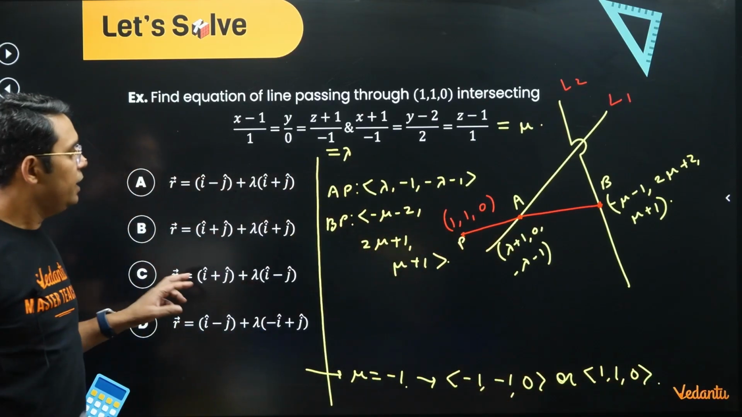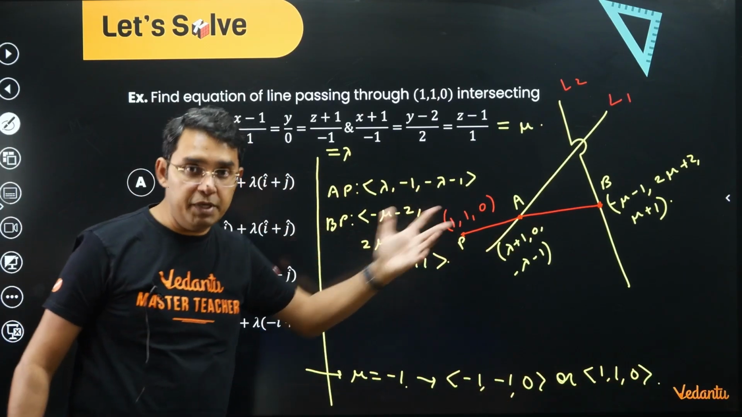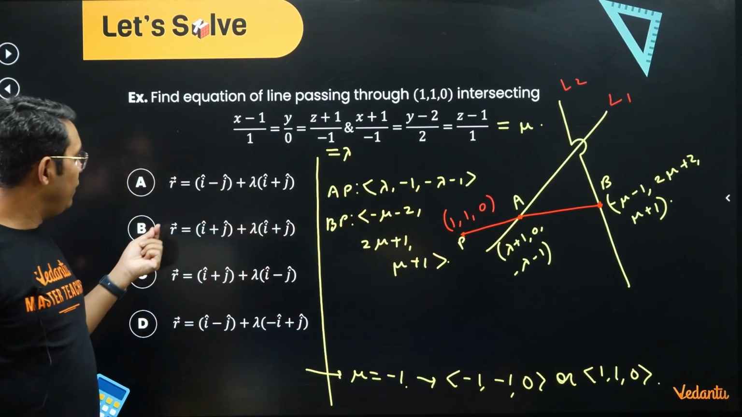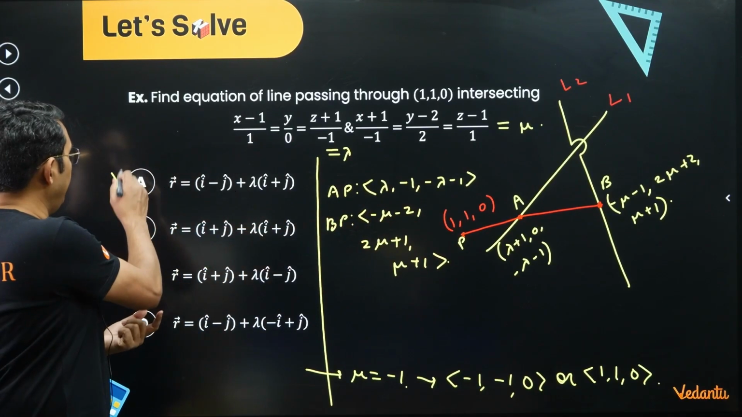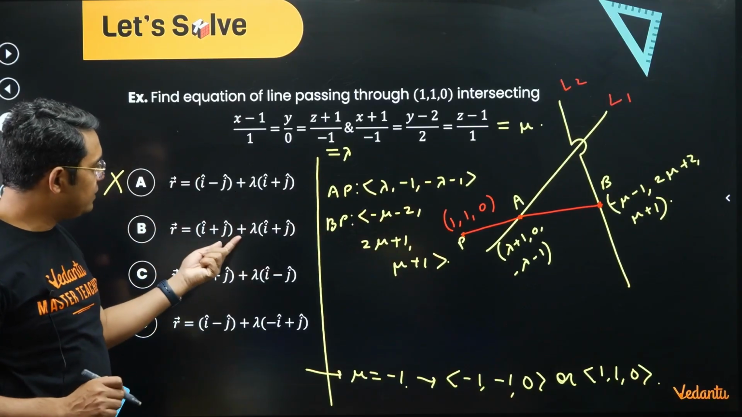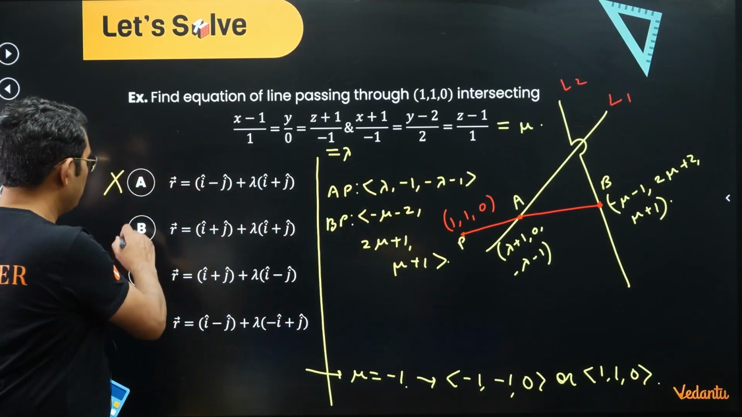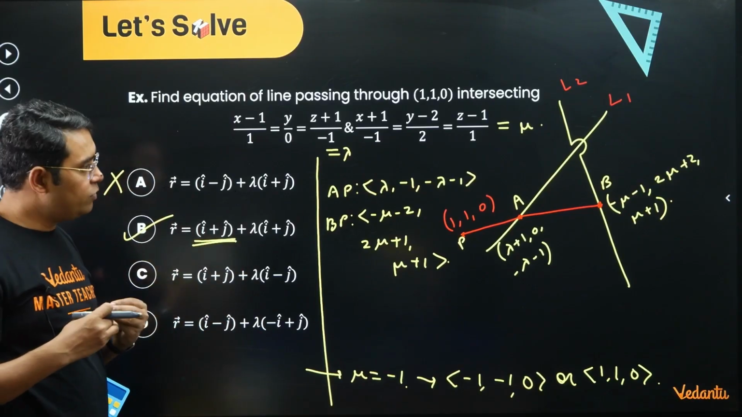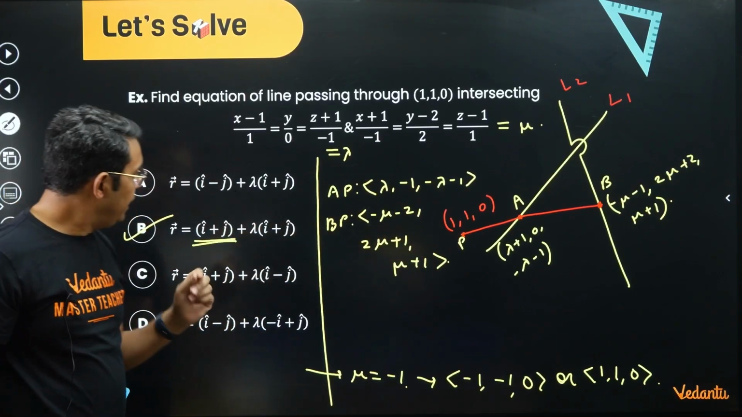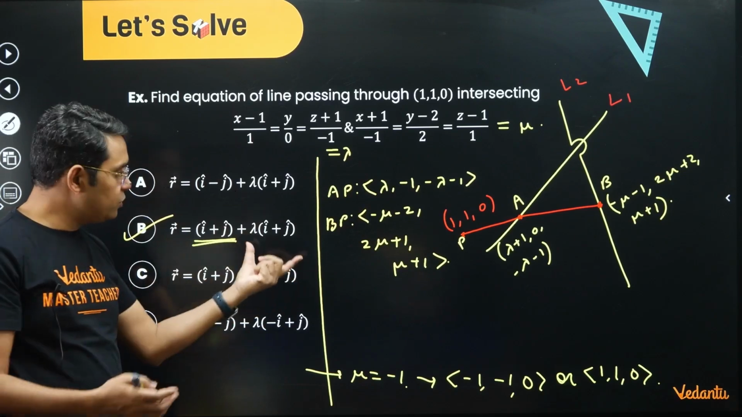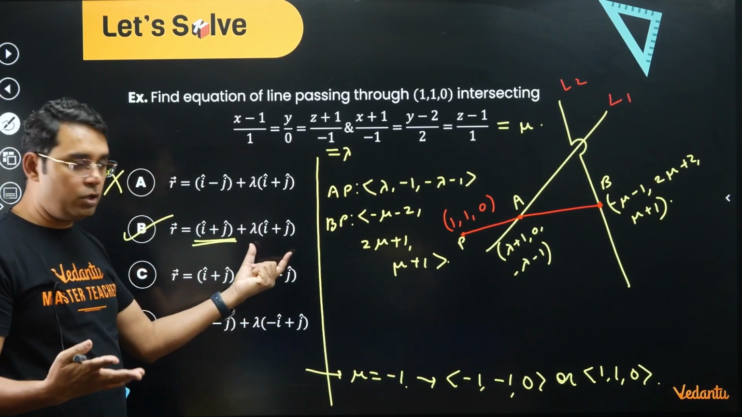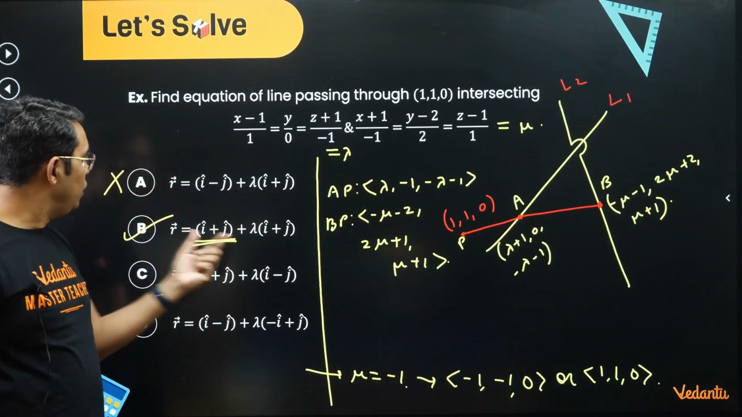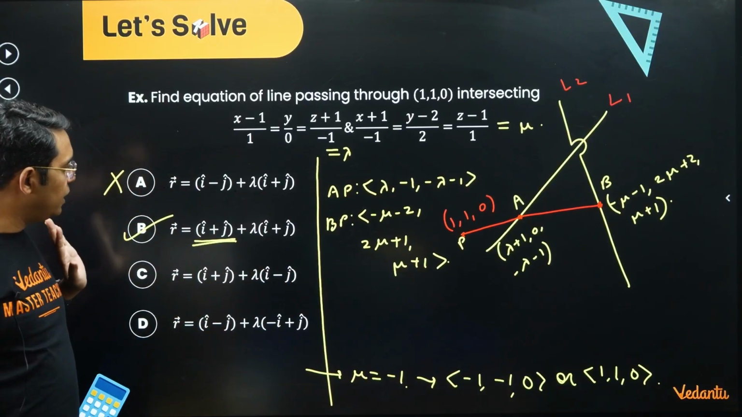Now dear students, the equation of this line PAB in vector form, because this point is lying on the line, will be i plus j. So this option A is wrong. i plus j plus lambda times i plus j, so B is correct. This vector tells you the position vector of the point lying on the line, and lambda is multiplied with a vector that gives you the direction ratio of the line, which is 1, 1, 0. So B is the answer. All other answers are wrong.